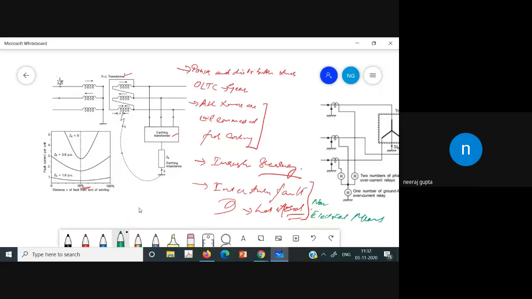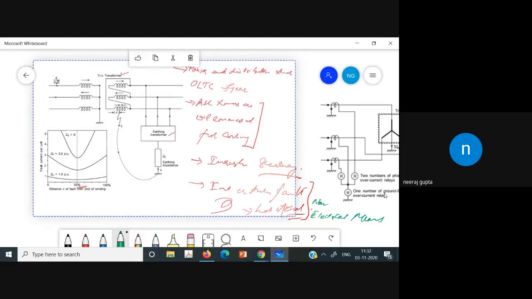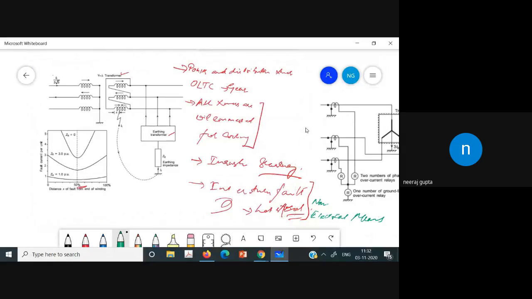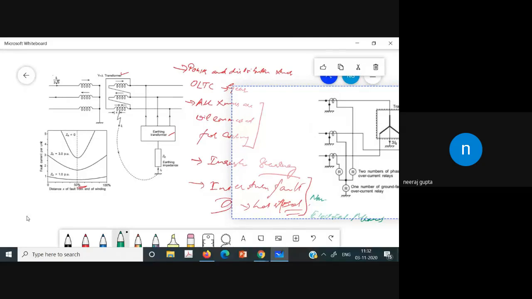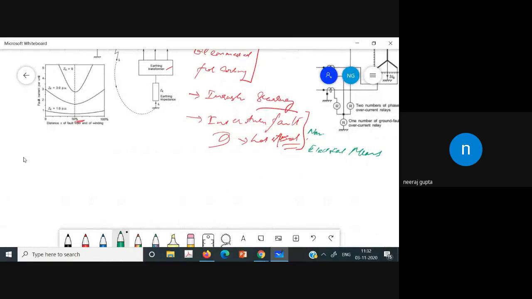Then, as we have discussed, overfluxing is one more issue. Flux is increased, that is overfluxing. This overfluxing can be due to under frequency operation or an increase in the rated voltage. So it will create overfluxing issues.